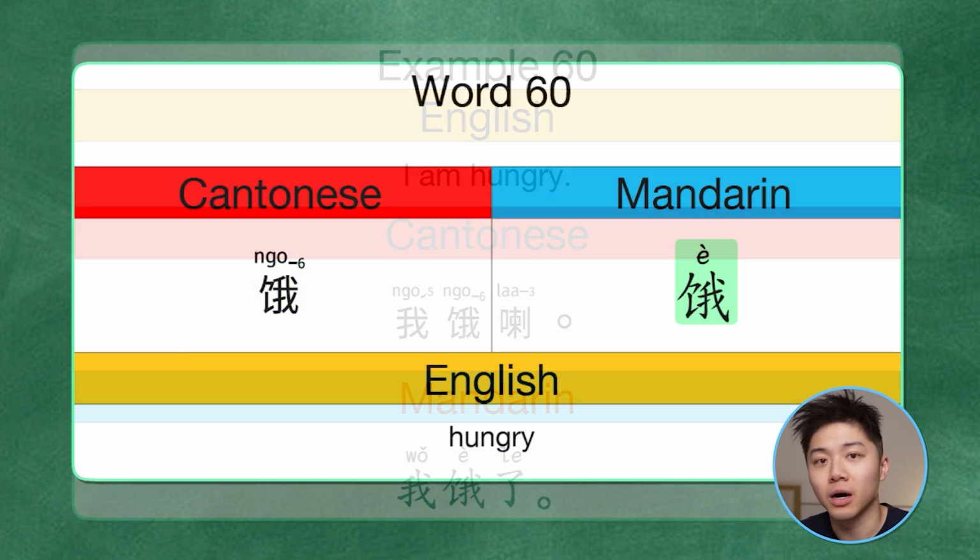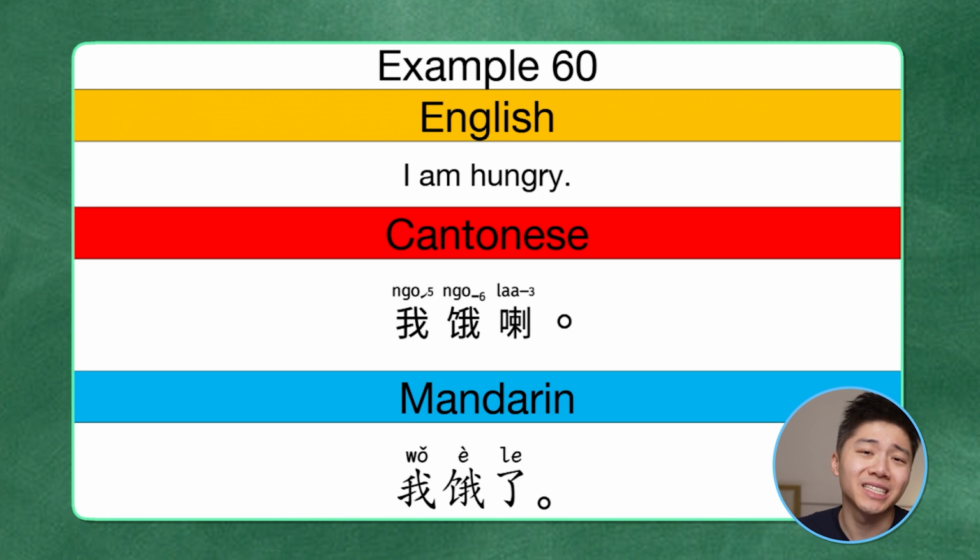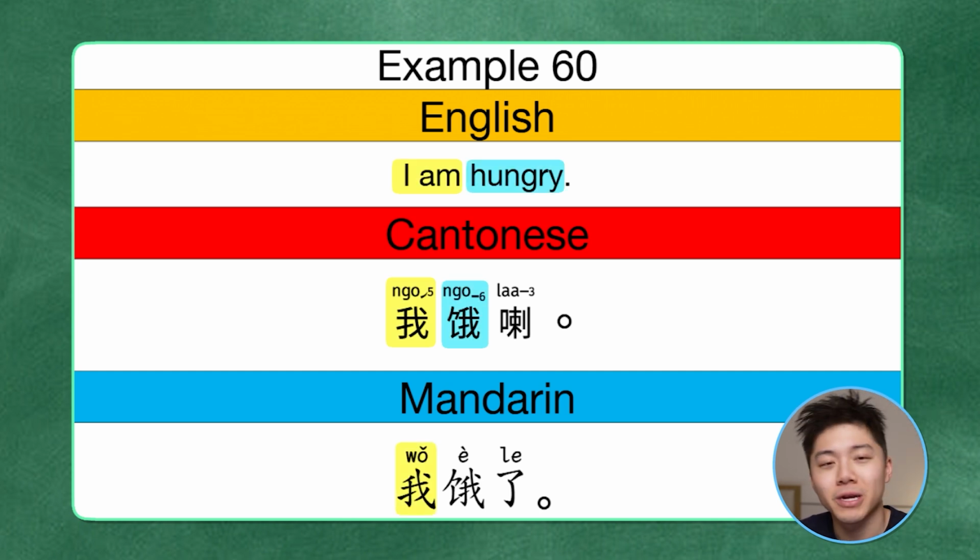So for example, I am hungry. In Cantonese, 我餓了. And then Mandarin, 我餓了. 我 is I. 餓 is basically hungry. And then 了 is basically a change of state, another grammar lesson in Mandarin.